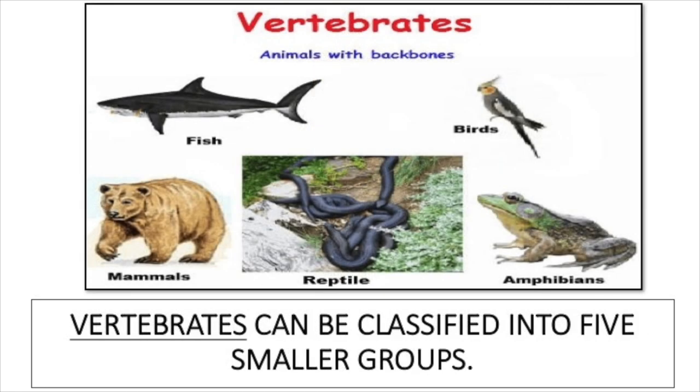But vertebrates can be classified into five smaller groups. Here they are here. Fish, birds, mammals, reptiles, amphibians. The five different types of vertebrates. And let's take a closer look now.